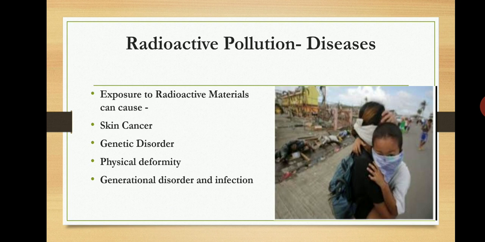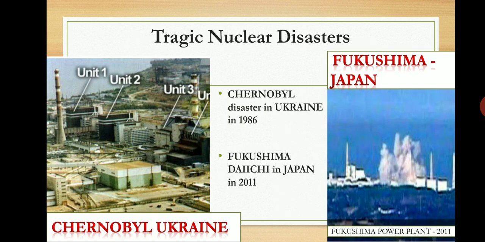Exposure to radiation not only causes health problems in your life, but it can also carry on to the next generation, that is, to the children of those people who are affected by radioactive pollution. So that is why radioactive pollution is considered very dangerous and we need to be very careful.